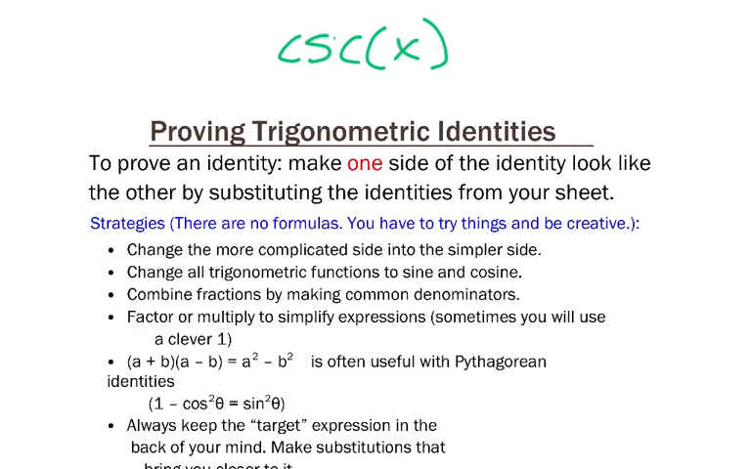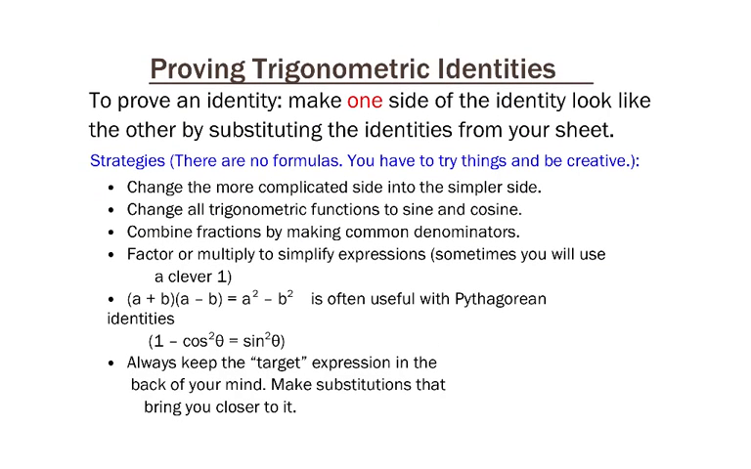And so when they say things like, to prove an identity, the rule for proving an identity is to make one side of the identity look like the other. But while you do that, you can only work from one side.